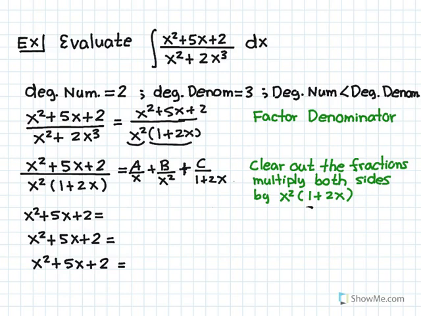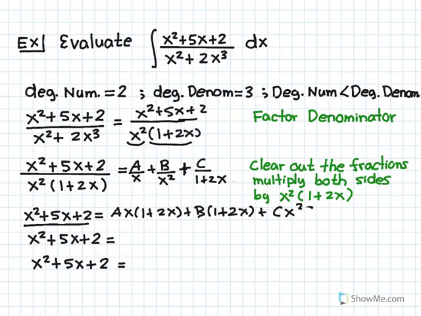All right, now let's clear out the fractions by multiplying both sides of the equation by x squared times 1 plus 2x. So when we do that, the left-hand side, we just get x squared plus 5x plus 2. On the right-hand side, we get a times x times 1 plus 2x plus b times 1 plus 2x plus c times x squared.